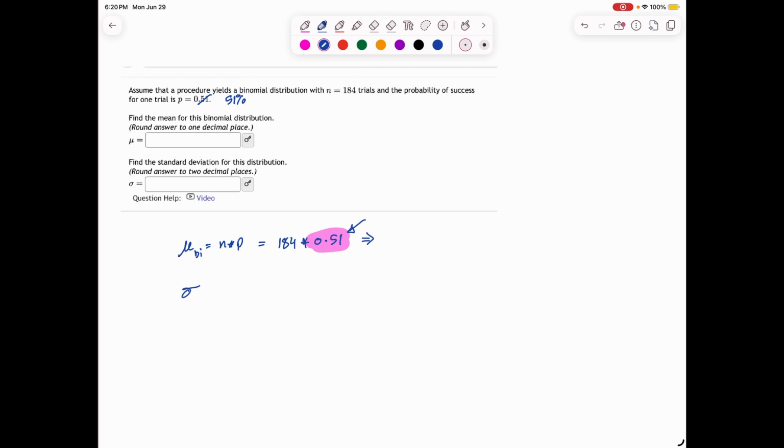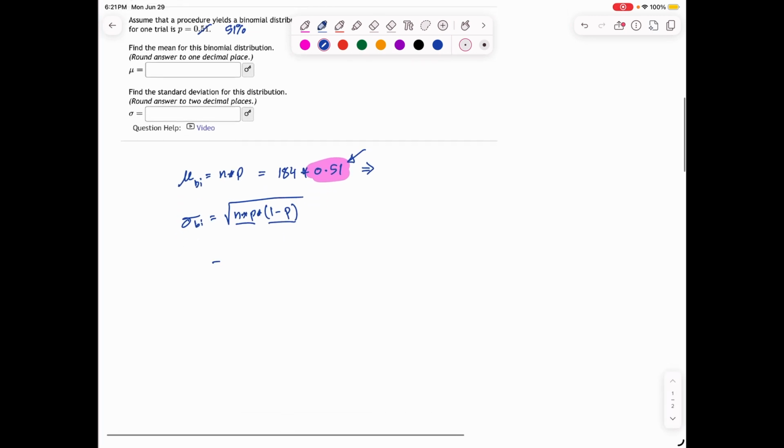For the standard deviation, for the binomial distribution, it is the square root of n times p times 1 minus p. So it is basically the square root of the mean times the probability of failure. To put that in numbers, this is equal to the square root of 184 times 0.51 times, open parentheses, 1 minus 0.51.